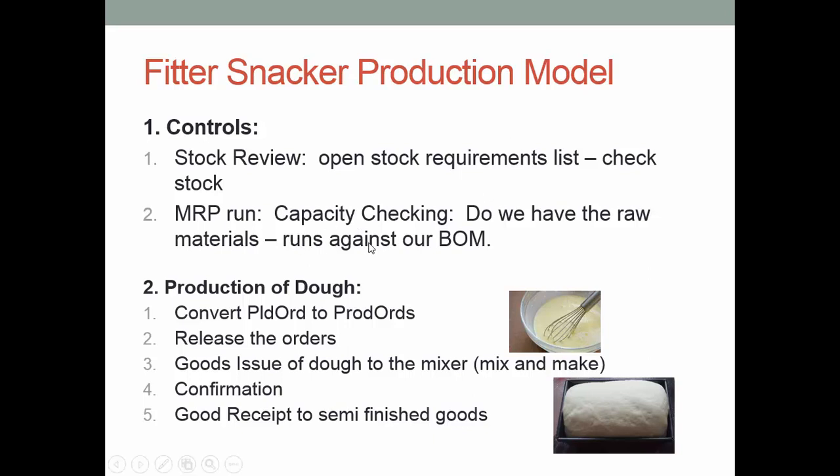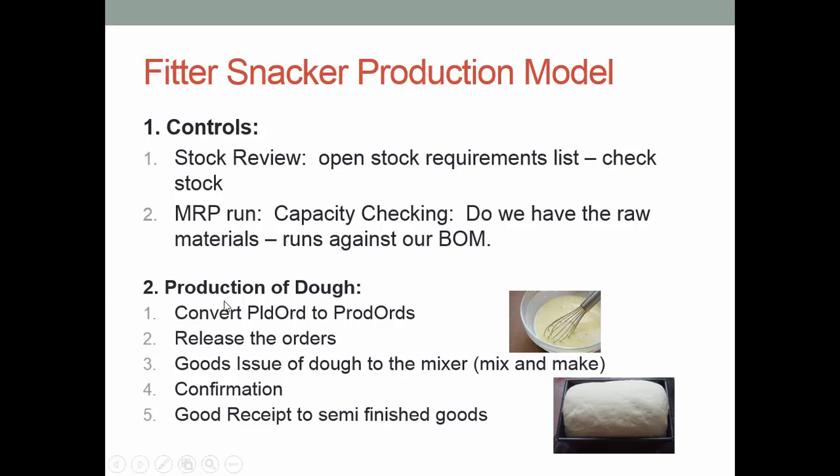This runs against your bill of materials, of course, so it looks at the bill of material for what we're going to be creating, and it looks to see what's there. When it runs the MRP run, it generates those purchase orders and purchase requisitions that we need in order to produce and have on stock the number of things that we need for our production.